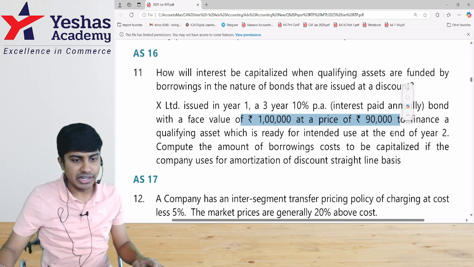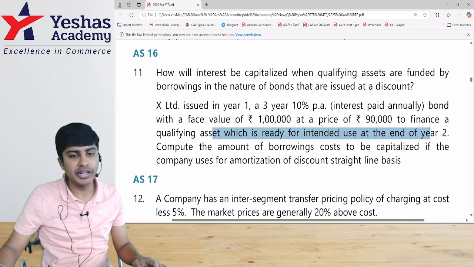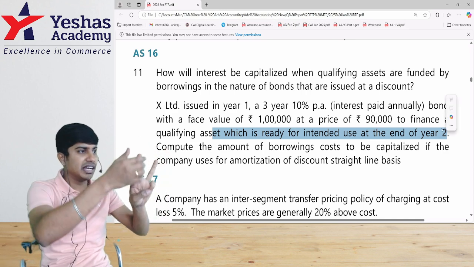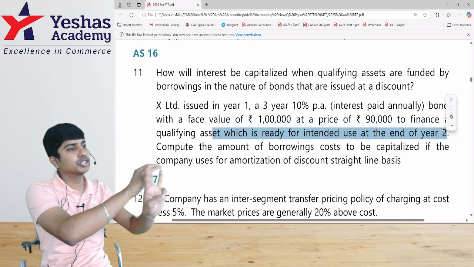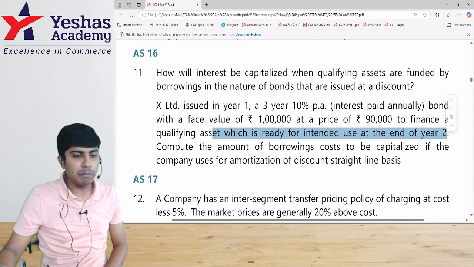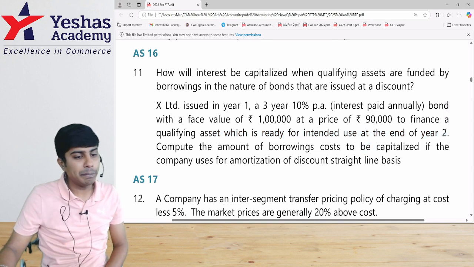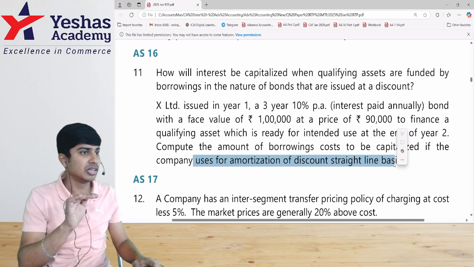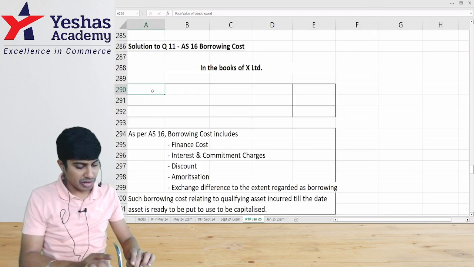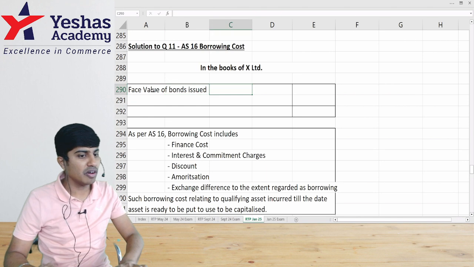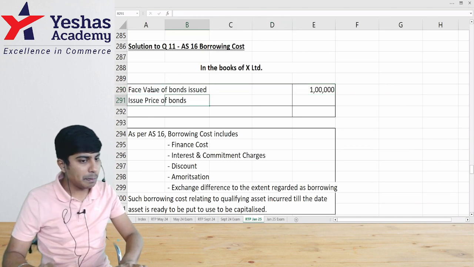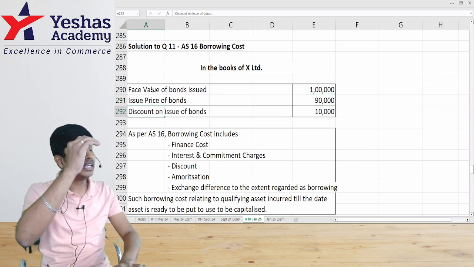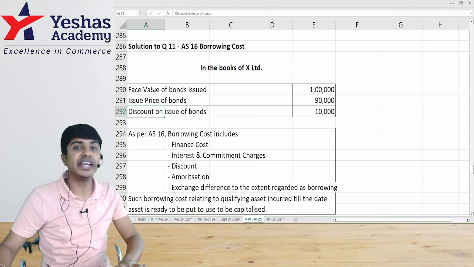And they are telling us very clearly here, the qualifying asset is ready for its intended use after 2 years. So 3 years is the loan period. First year and second year portion should be capitalized. Third year portion should be charged to P&L. And compute the borrowing cost to be capitalized if the company uses straight line basis for amortization of discounting charges. So whenever we have issued bonds of face value 1 lakh at a price of 90, there is 10,000 rupees discount that is to be amortized over the loan period equally, straight line.